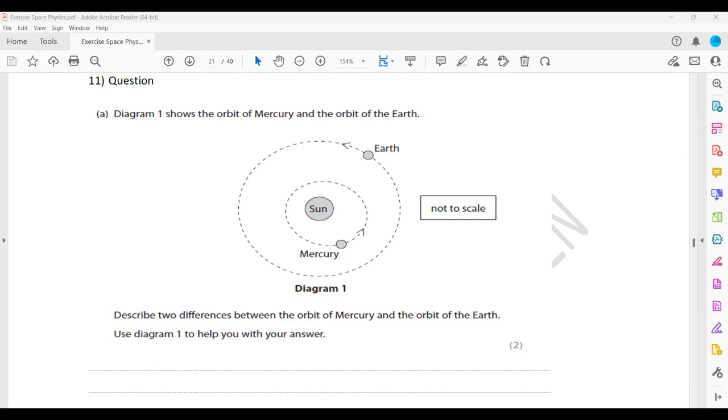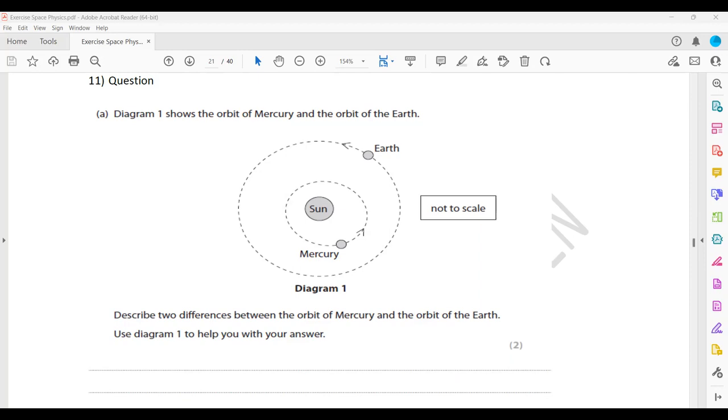Okay. So you can say the orbital path, the length, the circumference of the path is different. Like Mercury has a smaller orbit and Earth has a larger one, that's one thing. What else from the figure? Yes, that's also good. One is more elliptical. Yeah, that's right. Mercury has a more elliptical orbit as compared to that of Earth.